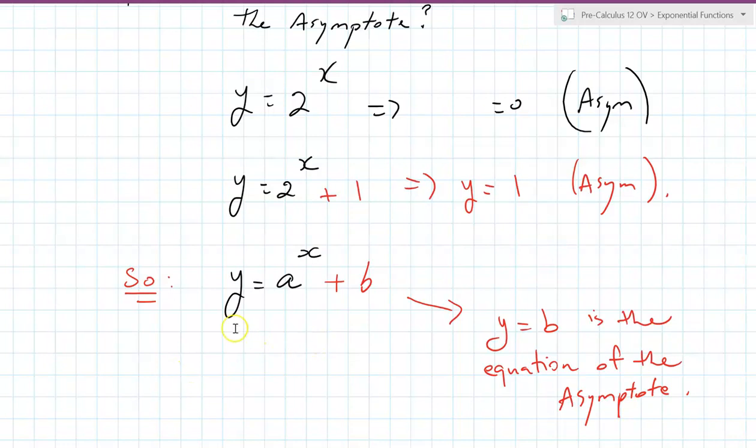So here it is. If you have a general exponential function, y equals base a to the x plus b, and I put down plus b here, that's what matters. The exponent could be anything, x plus 1, 2x, or any variation of the variable, but the b is the important part, and therefore y equals b will be the equation of the horizontal asymptote.